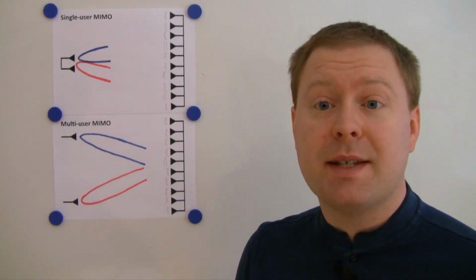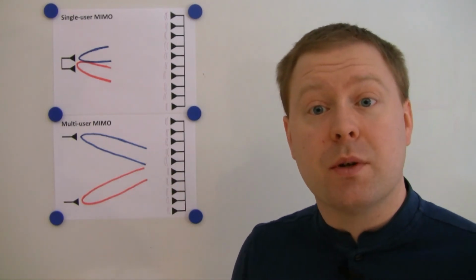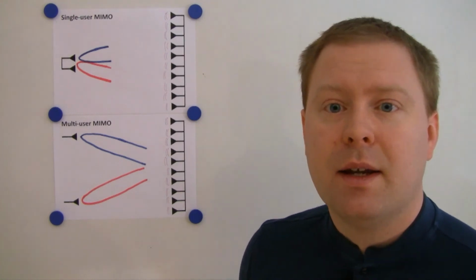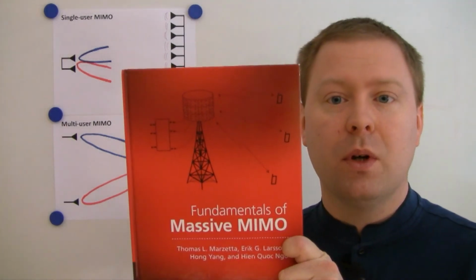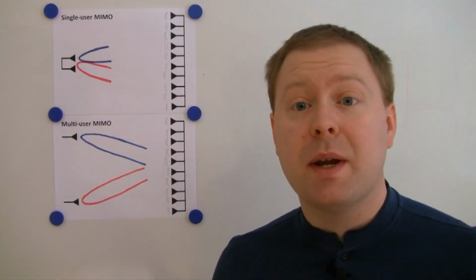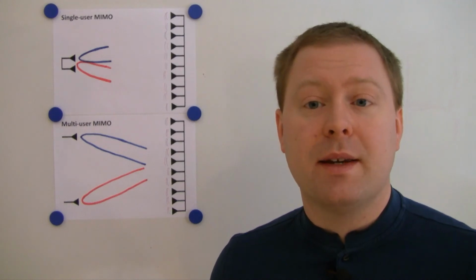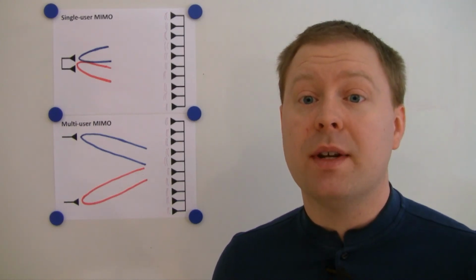Alternatively, these antennas can be separated into two different user devices. You call this multi-user MIMO, and now you can serve many users at the same time. In particular, we're interested in what is called massive MIMO, where you have 100 antennas at your base station and you can serve tens of users at the same time, and in that way you can have 10 or 20 times higher data rates than in the systems of today.